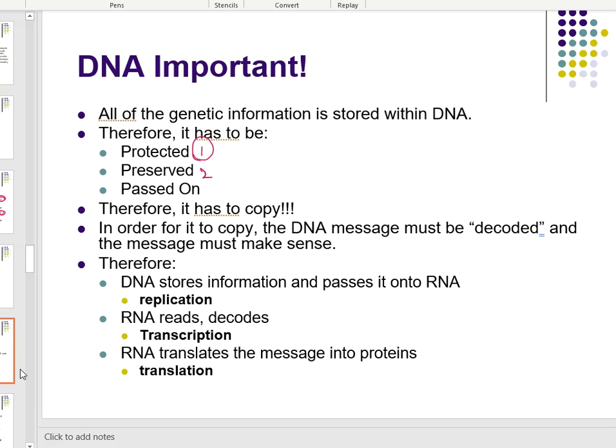Number 2, it has to stay preserved. So once it is made, how on earth do we keep it? We don't want it to change that much, and it won't. The DNA that you have as a baby will be the same DNA that you have on the day that you pass away. And that DNA is not going to change. And number 3, it has to survive. It has to be passed on.